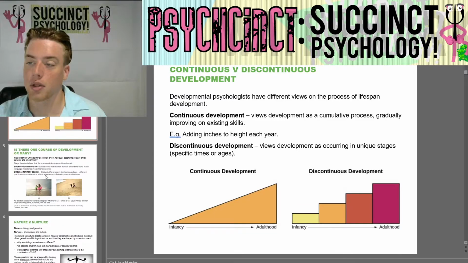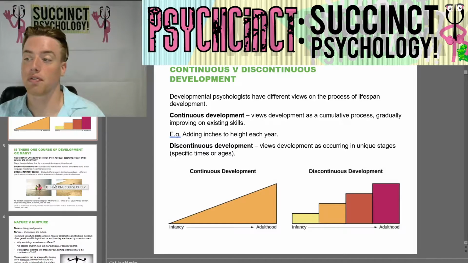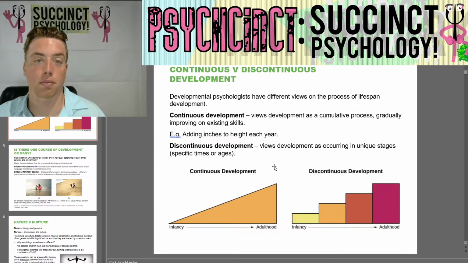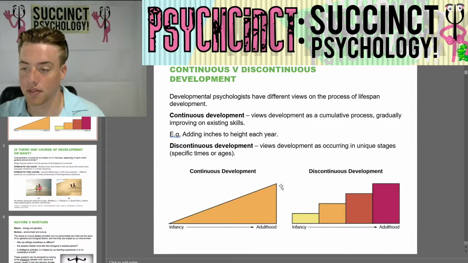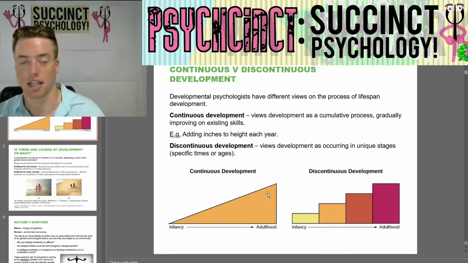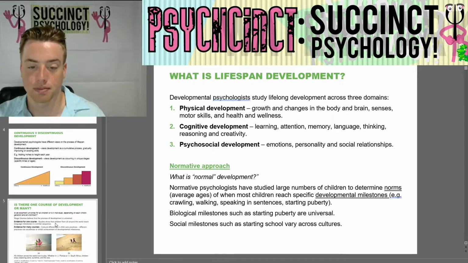So, continuous versus discontinuous development. Developmental psychologists have different views on the processes of lifespan development. Continuous development views development as a cumulative process, gradually improving on existing skills, for example, adding inches to height each year. Discontinuous development views development as occurring in unique stages, so specific times or ages. Here you have continuous development from infancy to adulthood. Discontinuous development is infancy to adulthood, but you see it's not a straight line. It's not a steady slope. It's a little variable.